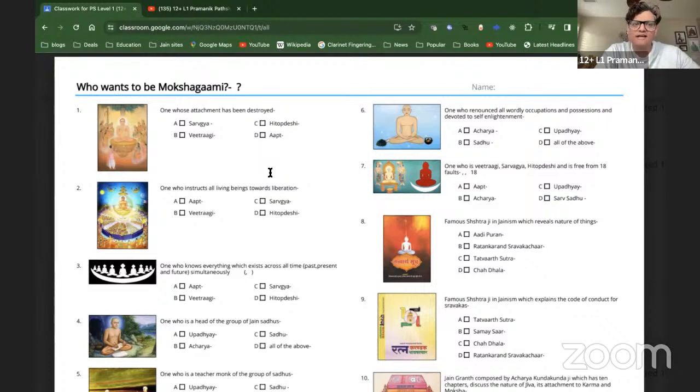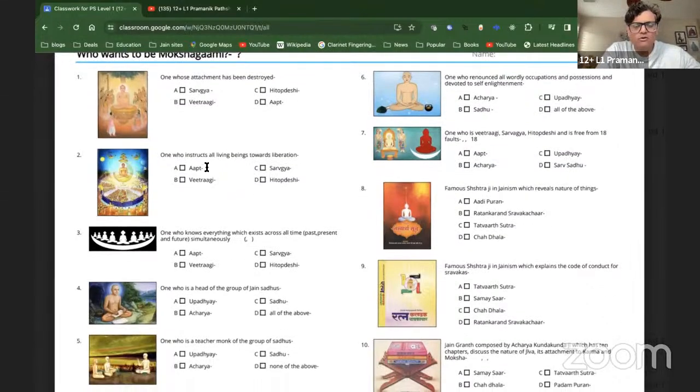Perfect. You got it right. Vitragi? You guessed it right. Yeah, I kind of forgot, but yeah, I guess. Yeah. Veetragi is Veet Rag, those whose rag has passed, who have destroyed their attachment. Rag is attachment, right? So those who have destroyed their rag are Veetrags. Okay? Okay, next one. One who instructs all living beings towards liberation.